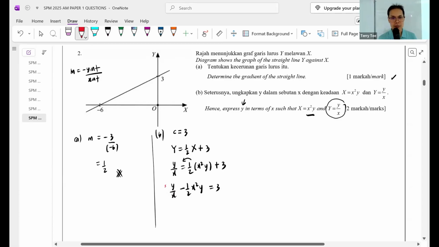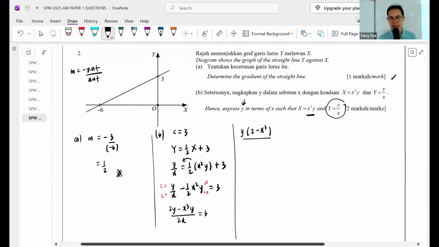So I multiply top and bottom here by 2. The other one, I multiply top and bottom by x, because your common denominator is 2x. So we write 2y minus x cubed y over 2x equals 3. What are we finding? We're finding y, right? So here, I will factorize y, take out my y, left with 2 minus x cubed, divided by 2x equals 3.